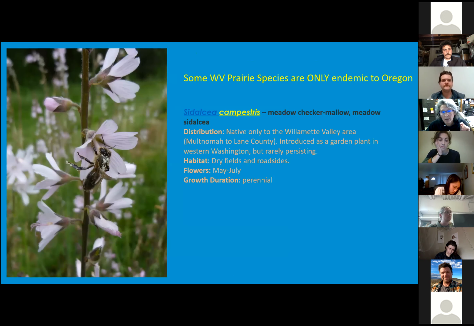Some Willamette Valley prairie species are strictly endemic to Oregon and the Willamette Valley. This is Sidalcea campestris, tall checker mallow, and it's in Multnomah to Lane County, and that's it. They've even tried introducing it just into gardens because it's a wonderful garden plant up in Washington State, and they don't even persist there. So I thought that was kind of telling if we're starting to move things around or think about it.